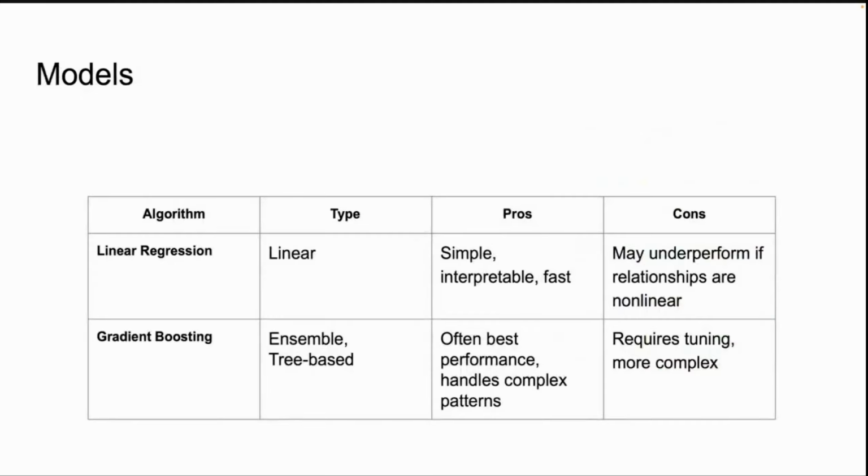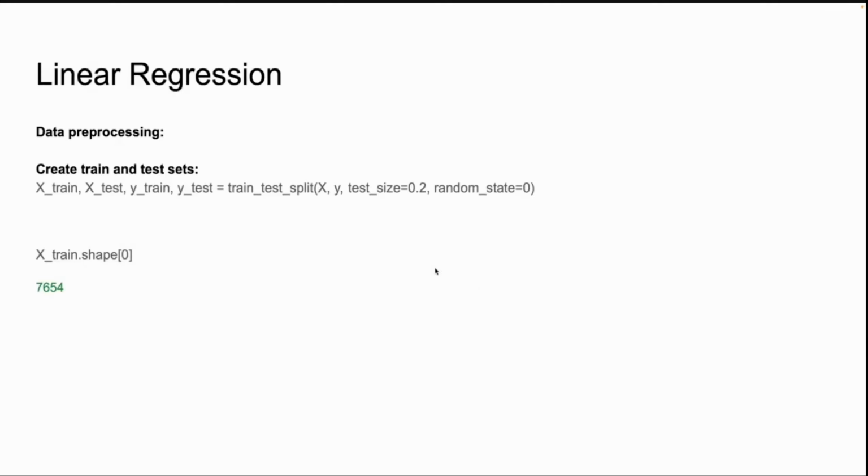Now coming to the models that I'm considering to use in this project, because of the data, it is not advisable to use a classification model. So I'm considering using linear regression and gradient boosting. For the linear regression, I did some data pre-processing, and then I divided my data set into training and test sets. I did an 80-20 split, and now my training data set has around 7,600 records to be used.